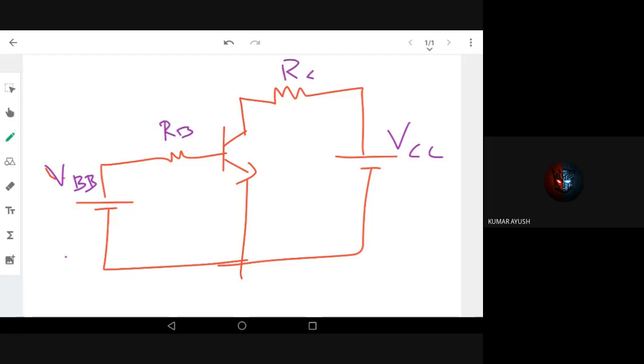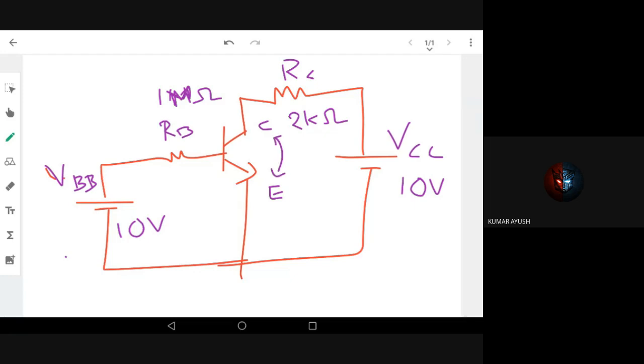Let's say this is 10 volt, and VCC is also 10 volt. Both are 10 volt. RB is very high, 1 mega ohm, because IB should be small. What is mega? 10 to the power 6. I need very little IB, so I give a very high resistance there. RC is 2 kilo ohm. I don't need much drop across this resistance, because my output voltage across collector and emitter is the most important voltage I'm interested in, where my output lies.